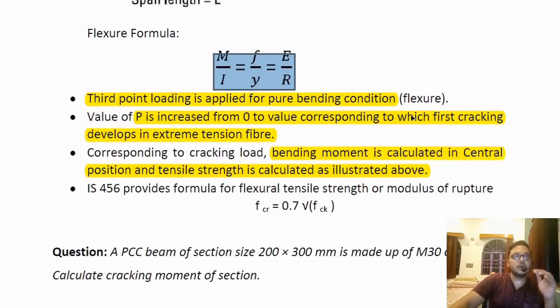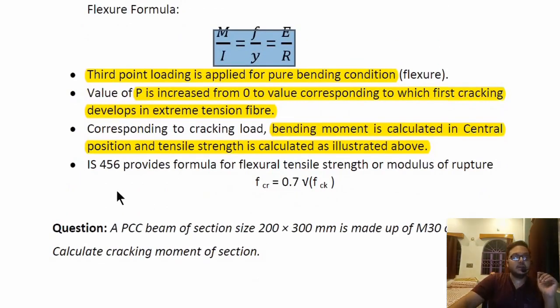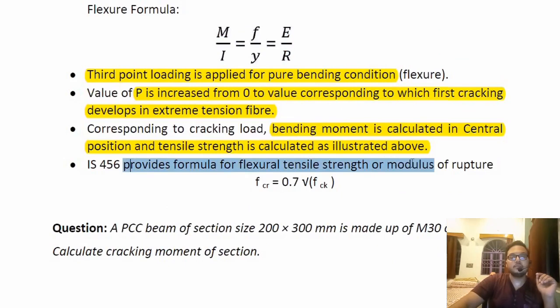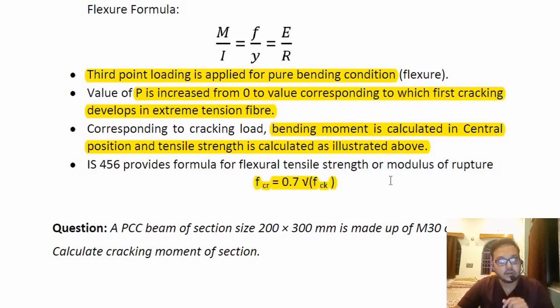We will do an example related to this, and IS 456 provides a formula for flexural tensile strength, or modulus of rupture, as fcr equal to 0.7 root fck. So this is our formula for the modulus of rupture or flexural tensile strength. And fck, as you know, is the characteristic compressive strength of the concrete; square rooting it and multiplying it with 0.7 gives us fcr, the flexural tensile strength.